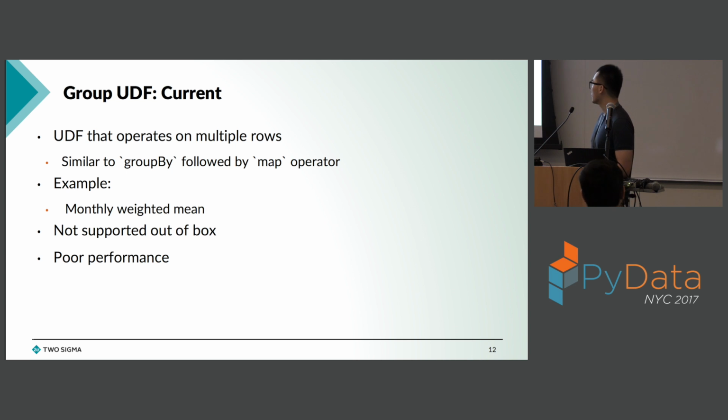The second type of UDF is group UDF, which is a UDF that operates on multiple rows. This is similar to a group by operator followed by a map operator. Examples here, you want to compute a monthly mean, or something that can be done after a group by. So this type of UDF is not supported out of the box. You can do it with Spark, but it's really hard to do it, as we'll see in a second. Also, it suffers from a similar poor performance issue as the row UDF.